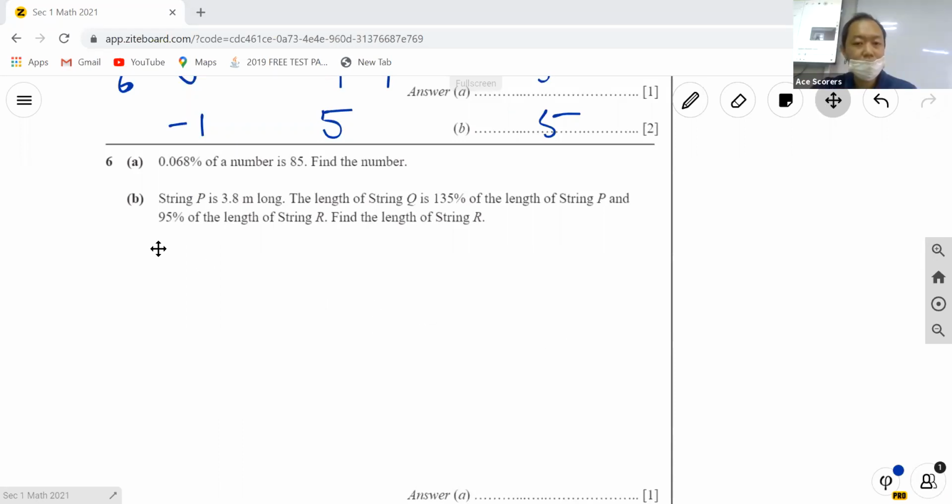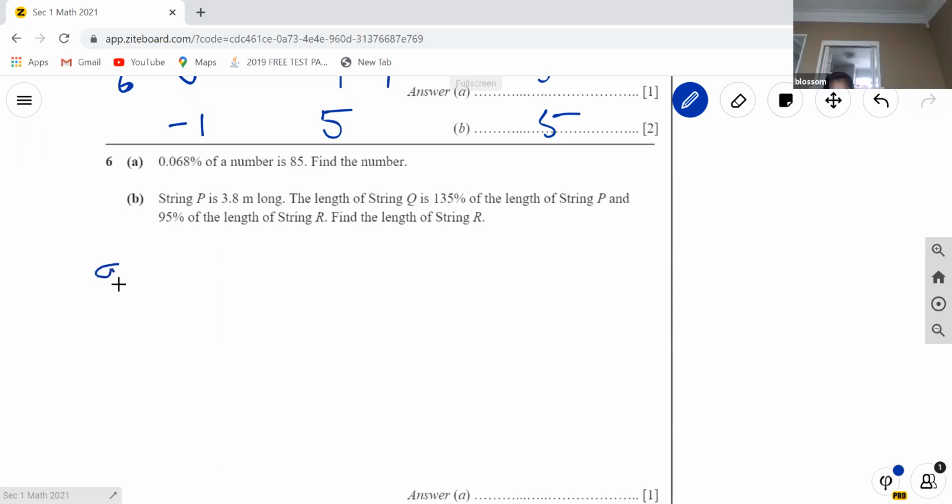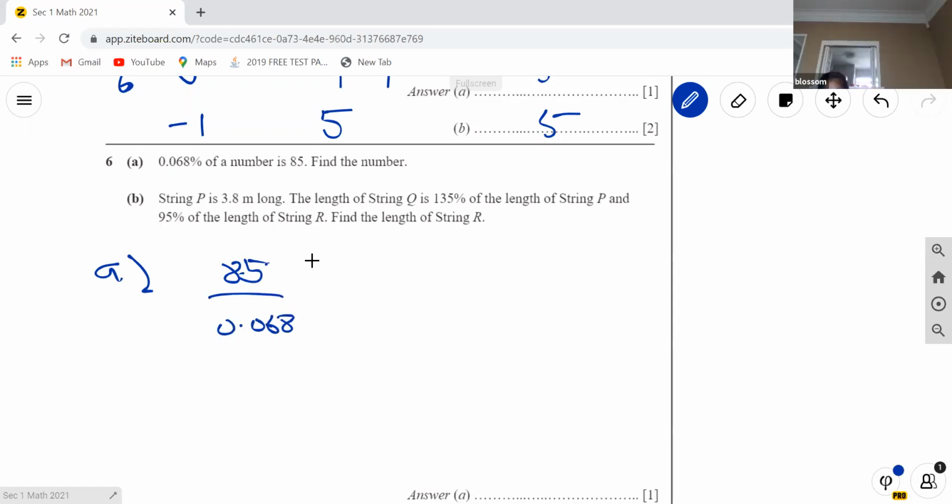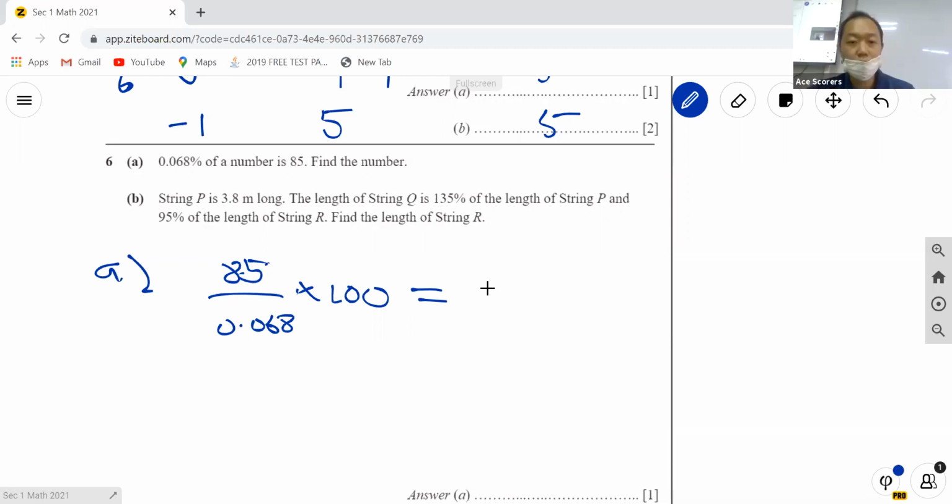Okay, next one. So 6A. 0.068% of a number is 35. Find the number. So this is percent. For A, what we do is take 35 divided by 0.068, then multiply by 100. 35 divided by 0.068. So it's 125,000.